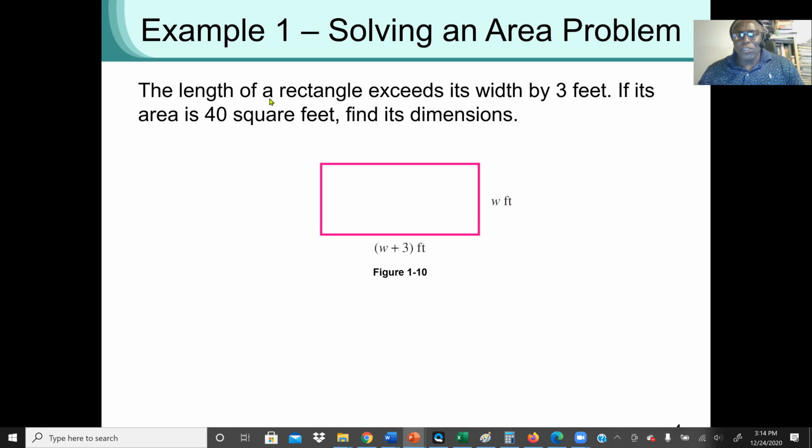So again, the length of a rectangle exceeds its width by 3 feet. If its area is 40 square feet, we should find the dimensions. So our goal is to know the length and also the width of the rectangle. But the area is given to us, so this means we are going to use the area formula. The area of a rectangle is the length times the width. So it will be W plus 3 times W.